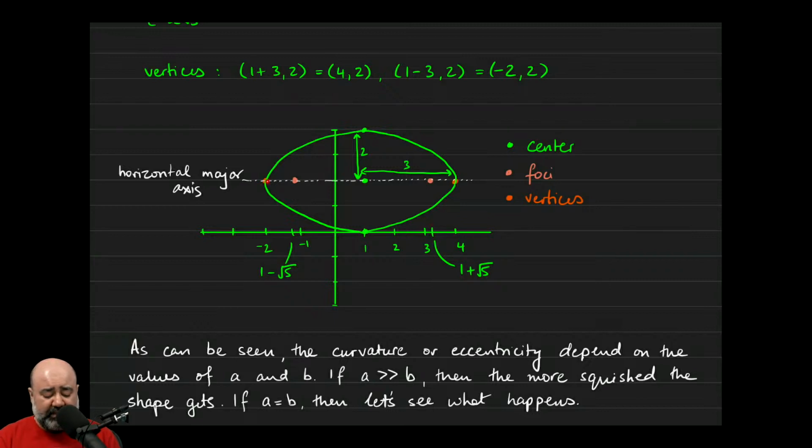The vertices are at negative 2, 2 and at 4, 2. So we plotted those. And then from the center, we can also go 2 units up and 2 units down because that's what b is. And once we have the 4 vertices, we can just connect the dots and say that's our ellipse. So that's how you can graph an ellipse once you have all these individual pieces of information.